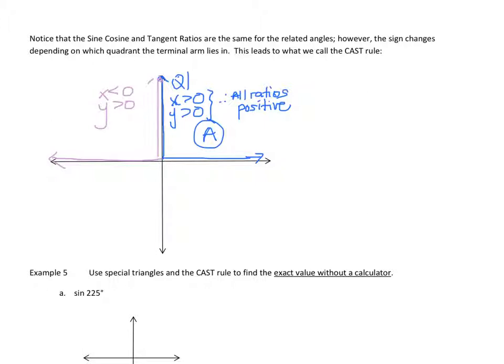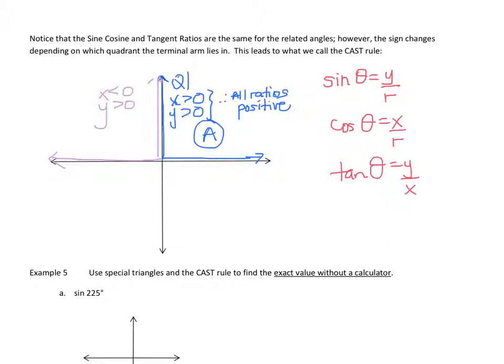Now let's remember here the formulas that we're using for sine, cosine, and tangent. So sine theta is y over r. Cosine theta is x over r. And tan theta is y over x. So we just said that in quadrant 2, x is negative and y is positive. So if y is positive, and we know r is positive, sine is going to be positive.